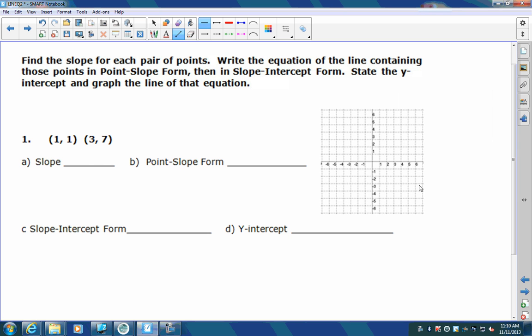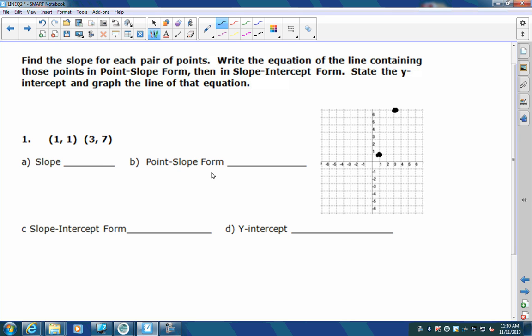I'm going to graph the point 1, 1, over 1, up 1, and put a dot. I need to move off of that. All right. 1, 1, and then 3, 7. Over 3 and up 7.